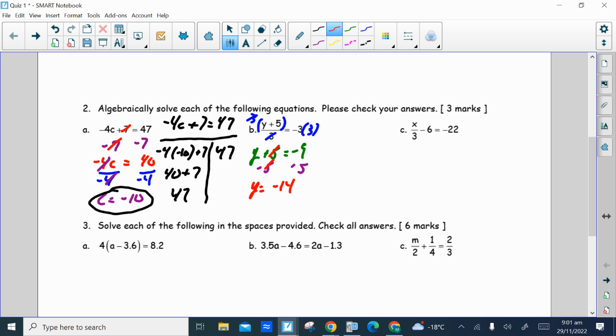And again, if you're not sure, use your calculator to go negative 9 take away 5. If you do that part wrong, it's going to give you a wrong answer, which you would know if you checked it. Y plus 5 all over 3 should equal negative 3. So it's negative 14 plus 5 all over 3. And negative 14 plus 5 is negative 9. Divided by 3 is negative 3, so it checks. Our answer is correct.